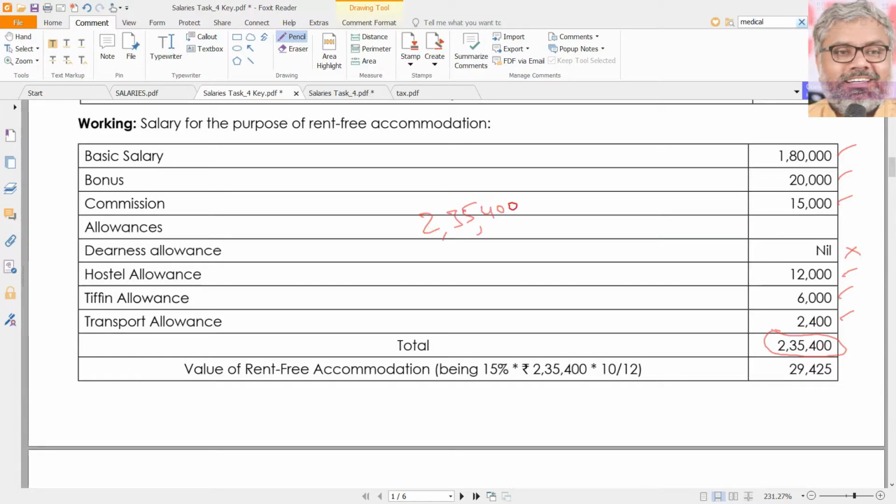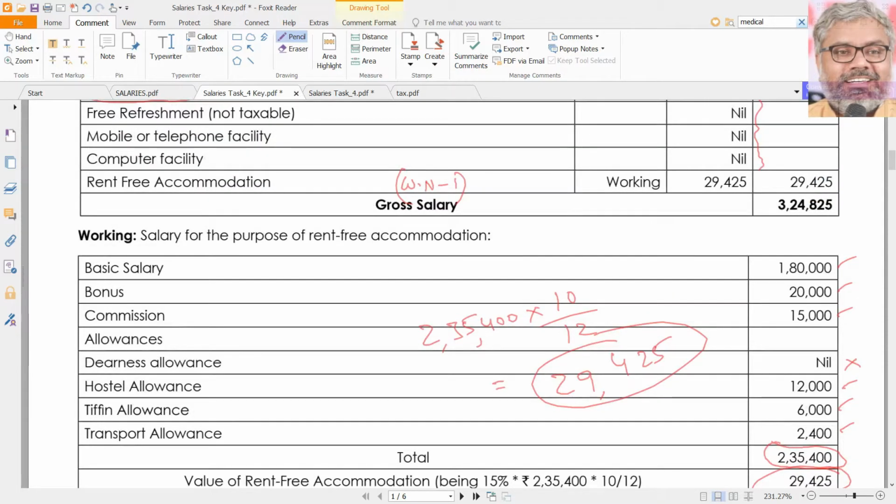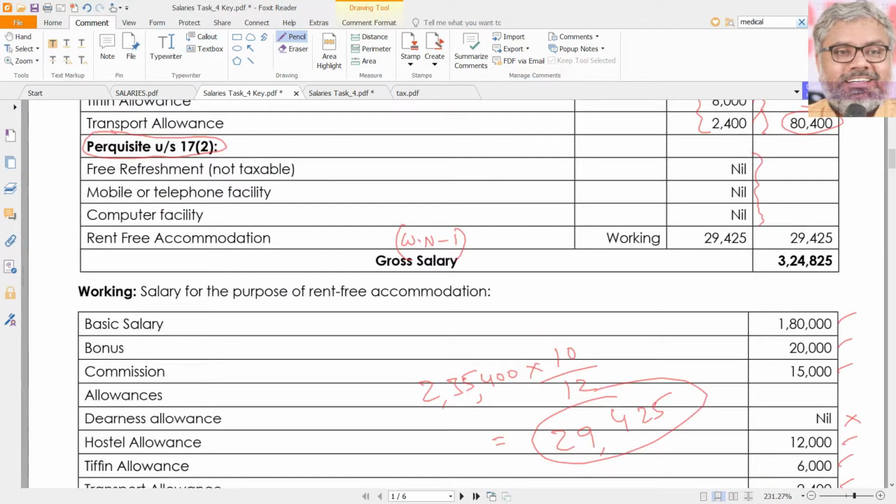This 2,35,400 is for 12 months. We have to take for only 10 months, into 10 by 12. So how much will be salary for the period of occupation of accommodation by the employee? That will be around 1,96,167, whatever it is. On that 15% should be taken, right? That means final answer will be 29,425. That's what is the value of perquisite here. That is the rent-free accommodation. This has to be done separately in the working note. Then it should be included here, 29,425.